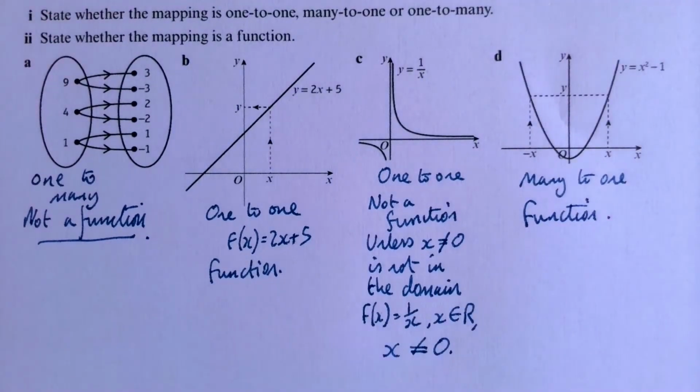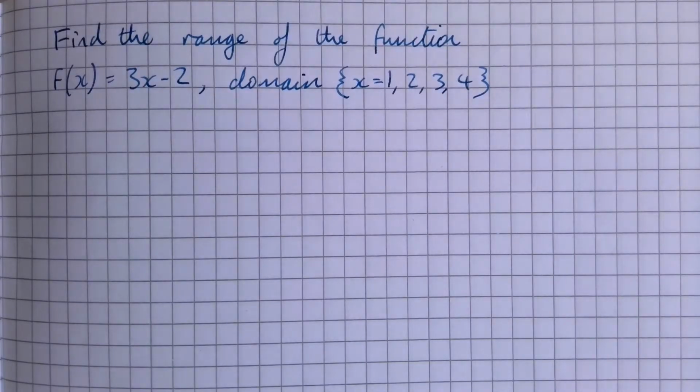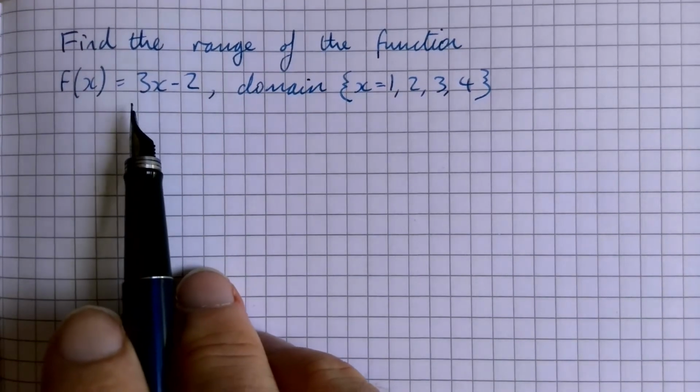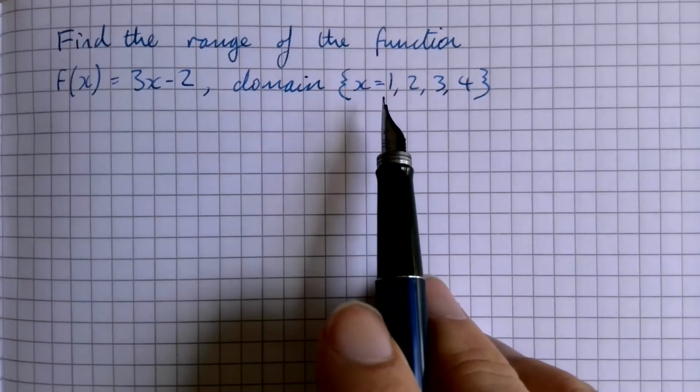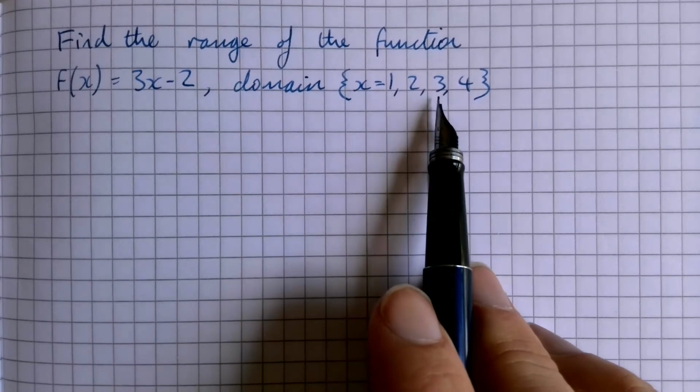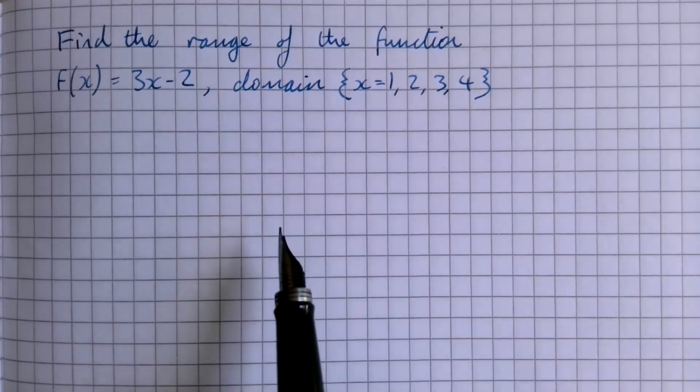Right, now we're just going to have a look at a couple of examples and then you'll be on your way. Copy this down and have a little think of it. Find the range of the function 3x minus 2. The domain is x is 1, 2, 3, or 4.